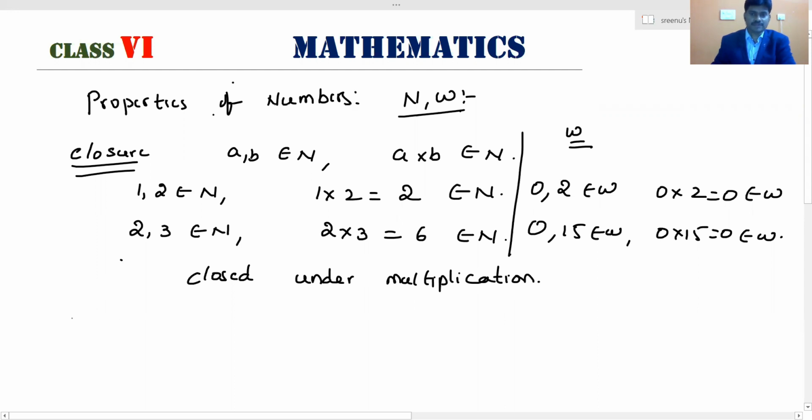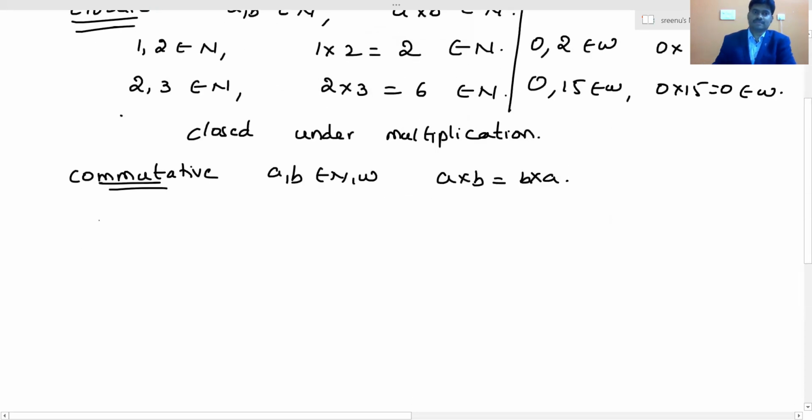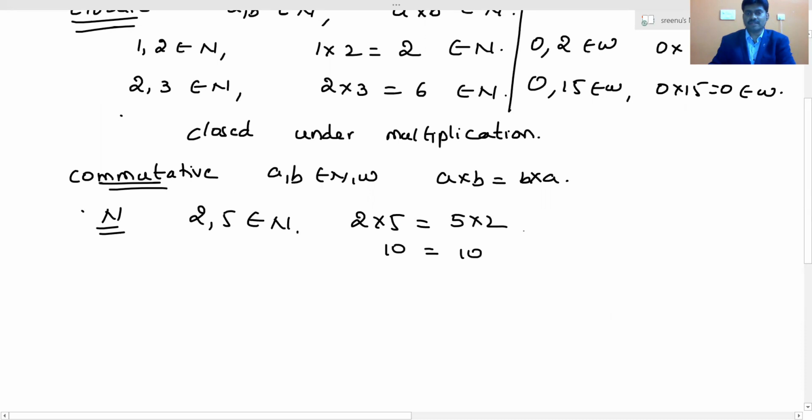Next, we'll check for the commutative property. Here A, B belong to either natural numbers or whole numbers. A into B is equal to B into A. That is the property. Likewise, we will go for natural numbers first. Let us choose any two natural numbers, 2 and 5. Next, 2 into 5 should be 5 into 2. 2 5s are 10, 5 2s are 10.